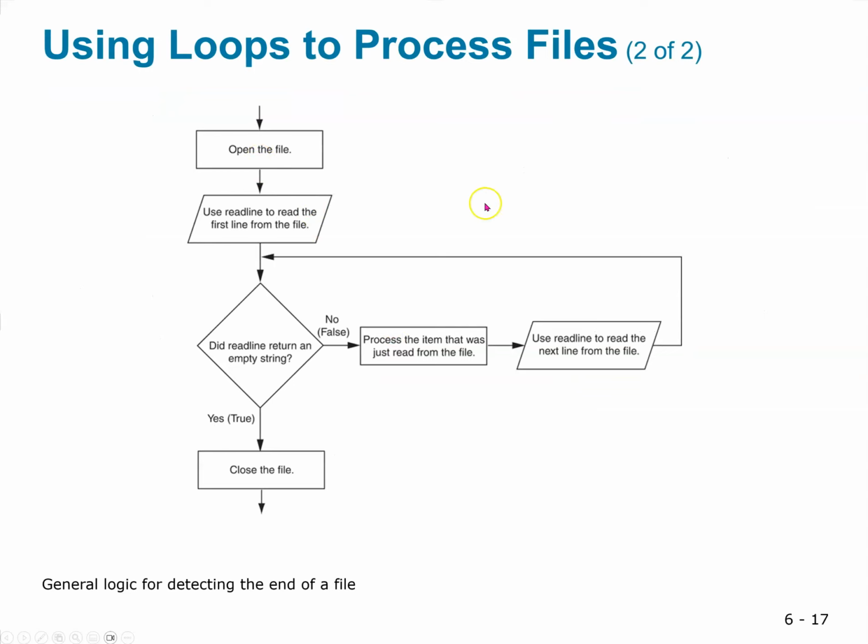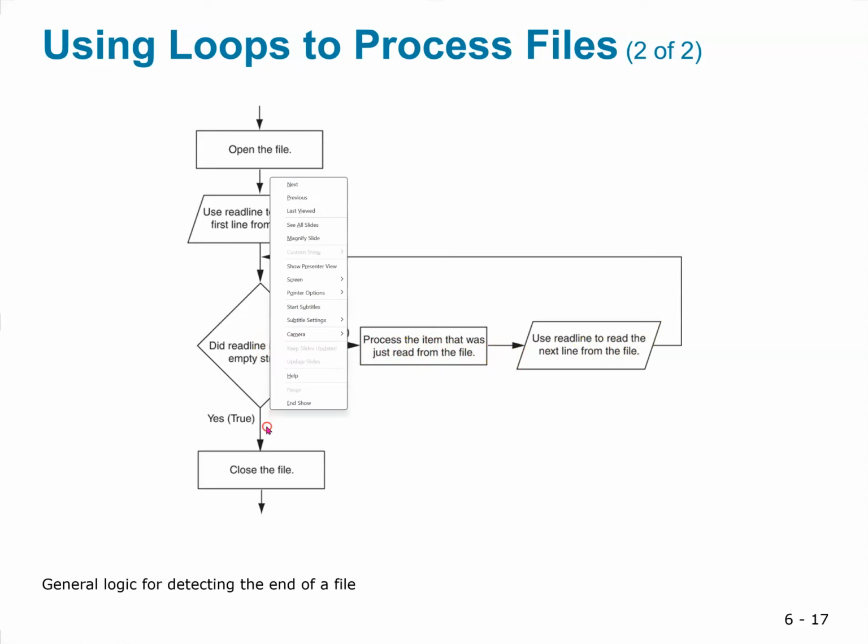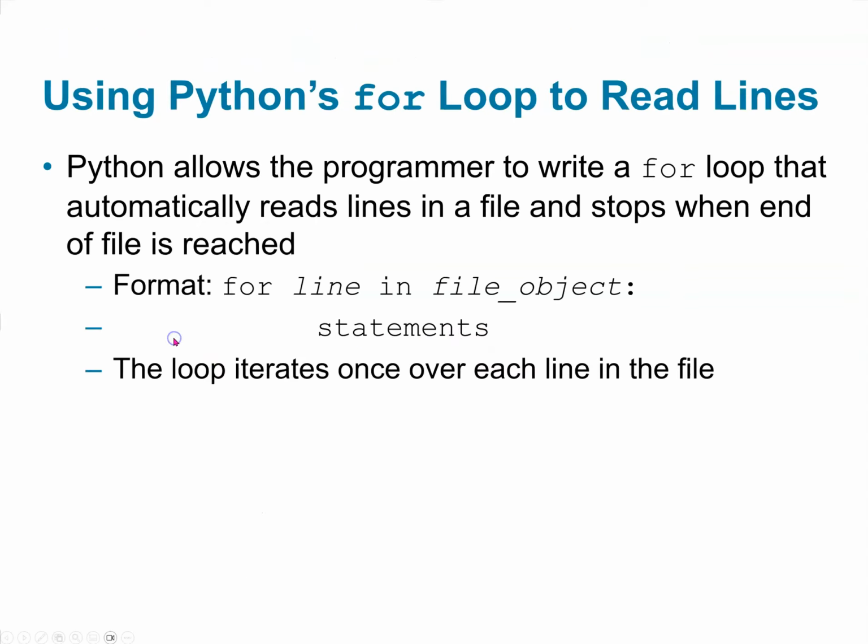So here's a general flowchart. Open the file. Use readline to read the first line from the file. Did it return an empty string? No. Process the item. Read another line, and so forth. And if it returns yes, close the file.